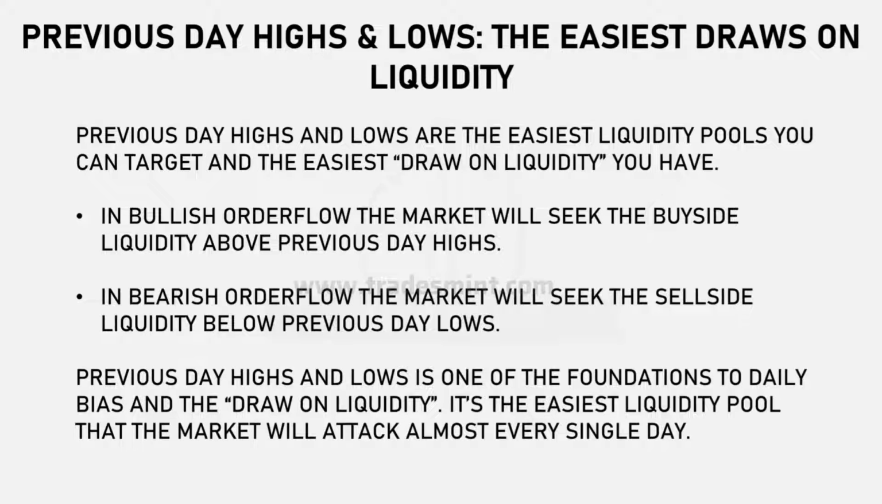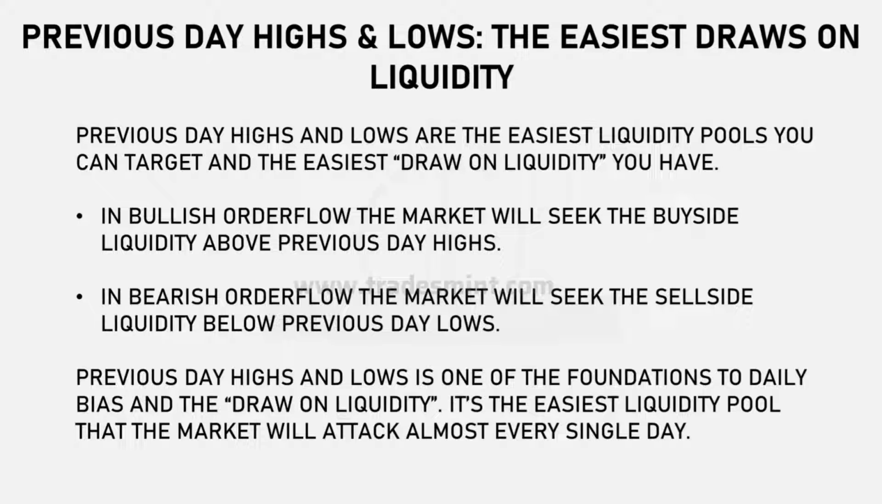Think about it. Every single day you can see the daily candle reaching for the previous daily high or the previous daily low. This is the easiest liquidity pool in the market. There is rarely an inside bar, as we call it, and we'll show you on the next chart how that looks. But in bullish order flow, the market will always seek buy side liquidity above previous daily highs, and in bearish order flow, obviously the market will seek sell side liquidity below previous day's lows.